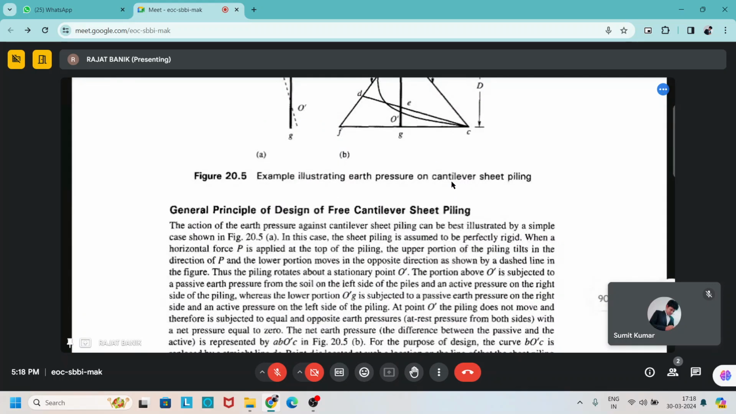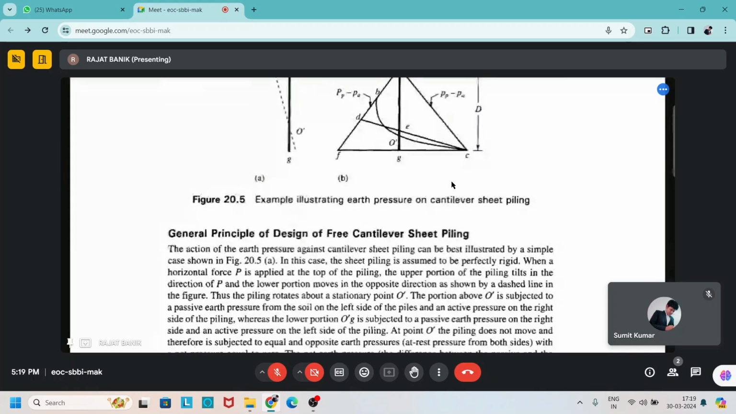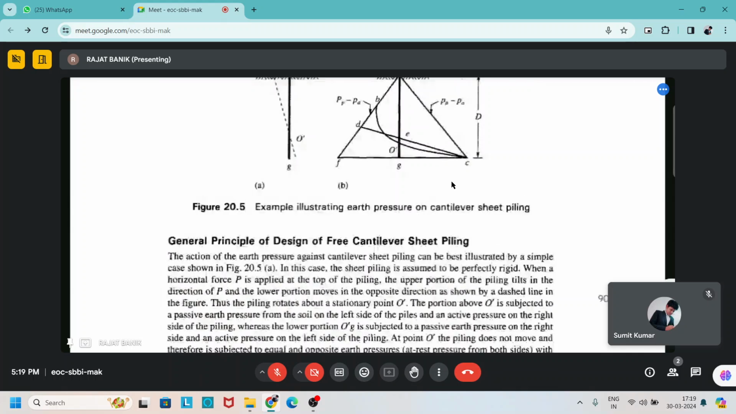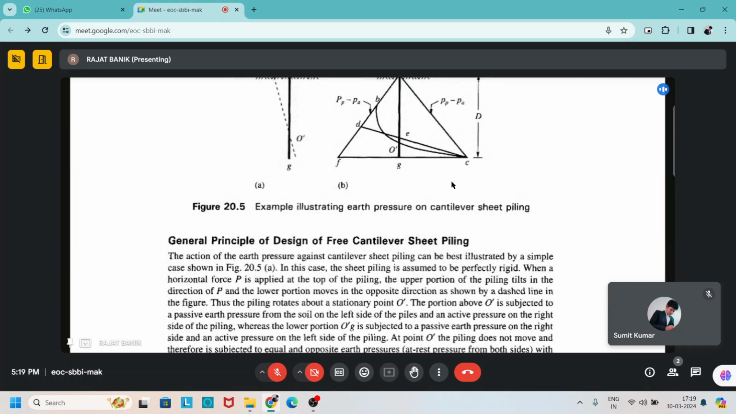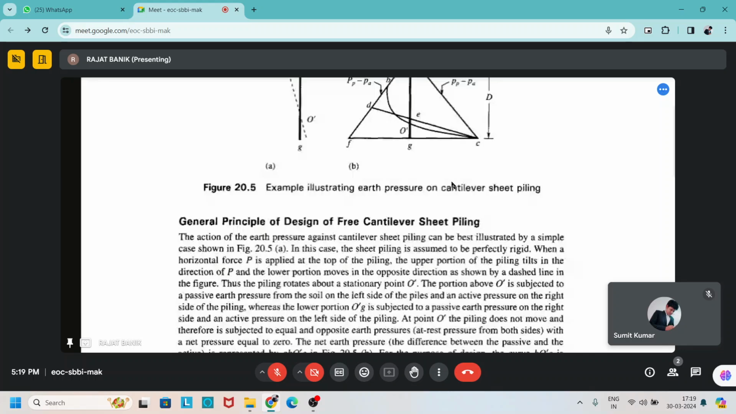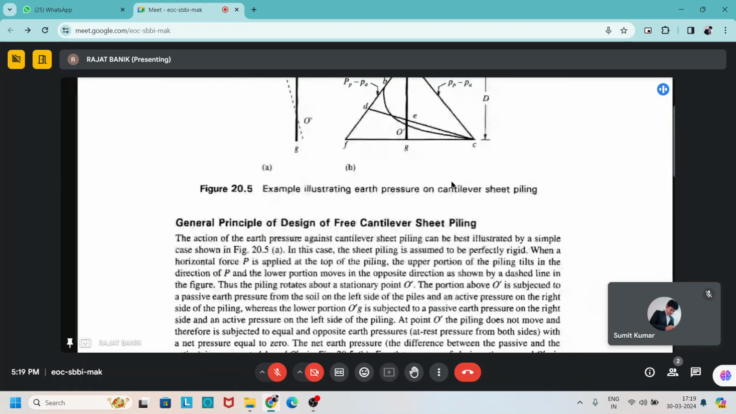The portion above O dash is subjected to a passive earth pressure from the soil on the left side of the pile and active earth pressure on the right side of the pile, whereas the lower portion, O dash C, is subjected to a passive earth pressure on the right and the active earth pressure on the left of the pile. At the point O dash, the pile does not move and therefore is subjected to equal and opposing earth pressure. That is earth pressure at rest, with net pressure equal to zero.